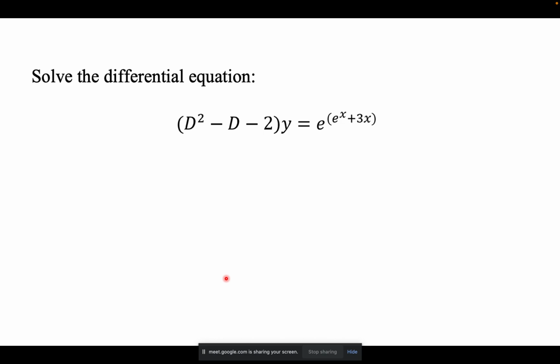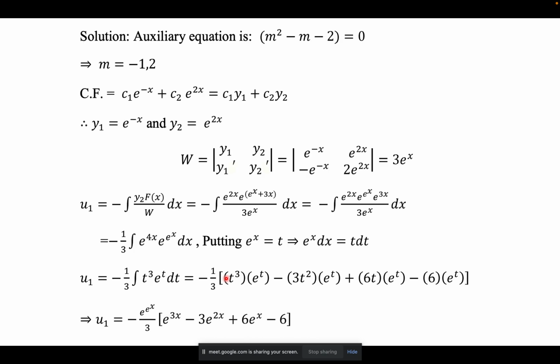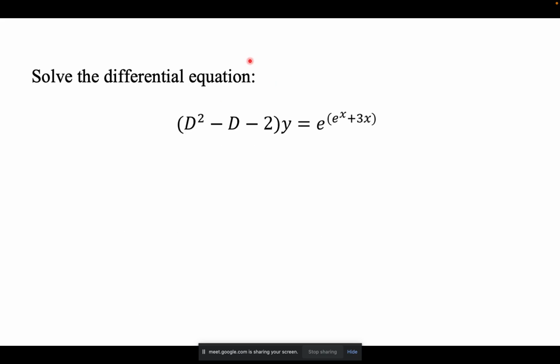So once you calculate the complementary function, you calculate the Wronskian, then you calculate the particular function by writing u1 times y1 plus u2 times y2, and values of u1 and u2 can be computed from the formulas which I have shown. Okay, so let's go through the solution of this. So what you have on the left hand side is (D square minus D minus 2) times y, right?